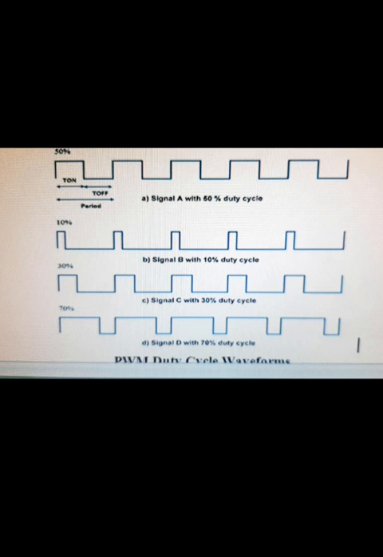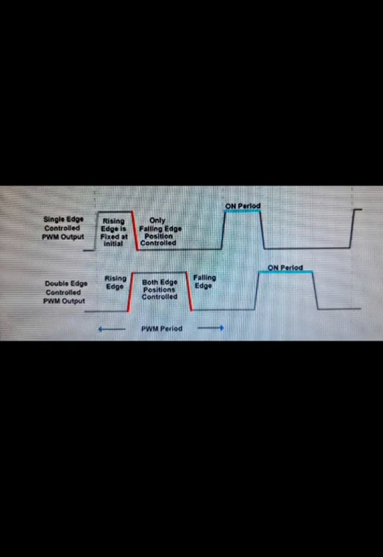Also, the LPC2148 supports two types of controlled PWM outputs. The first one is the single edge controlled PWM output, where only the falling edge position can be controlled, and the second one is the double edge controlled PWM output, where both the rising and the falling edge positions can be controlled.